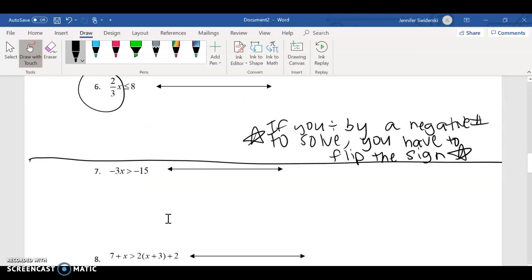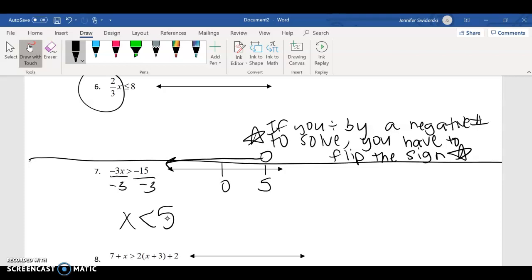So for number 7, we have negative 3x is greater than negative 15. We have to divide by a negative number, so that means I have to remember to flip my sign. I'm going to do that first just so I remember to do that. Instead of it being greater than, it's now less than. So I'll have x is less than 5. So I'm going to indicate my 0, indicate my 5. Open or closed? Well, it's going to be open, and it's less than 5, so it's going to go to the left. So any number less than 5 will make this statement true.